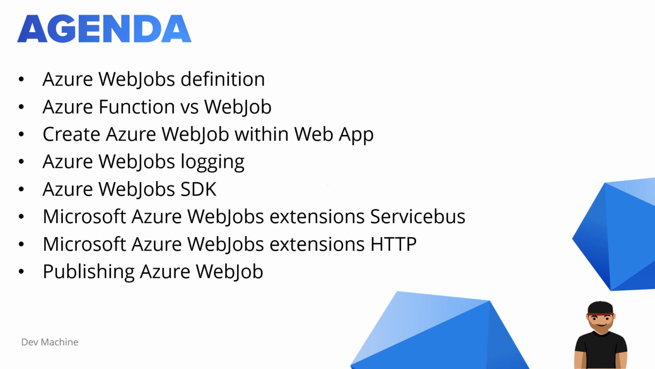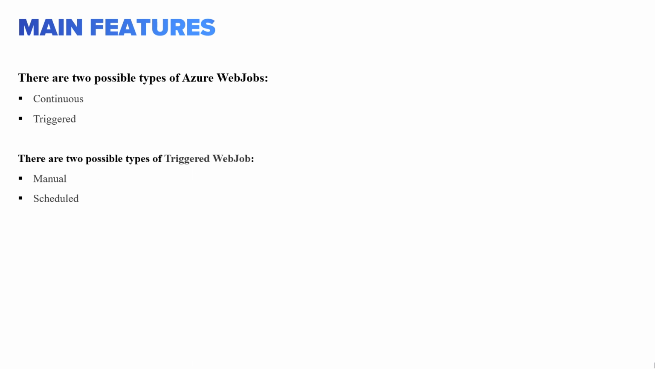So let's start. WebJob is a feature of Azure App Service that enables you to run a program or script in the same instance as a web application or mobile application or any other one. There is no additional cost to use WebJobs. There are two possible types of Azure WebJobs. It can be continuous, they are executed in a continuous loop.